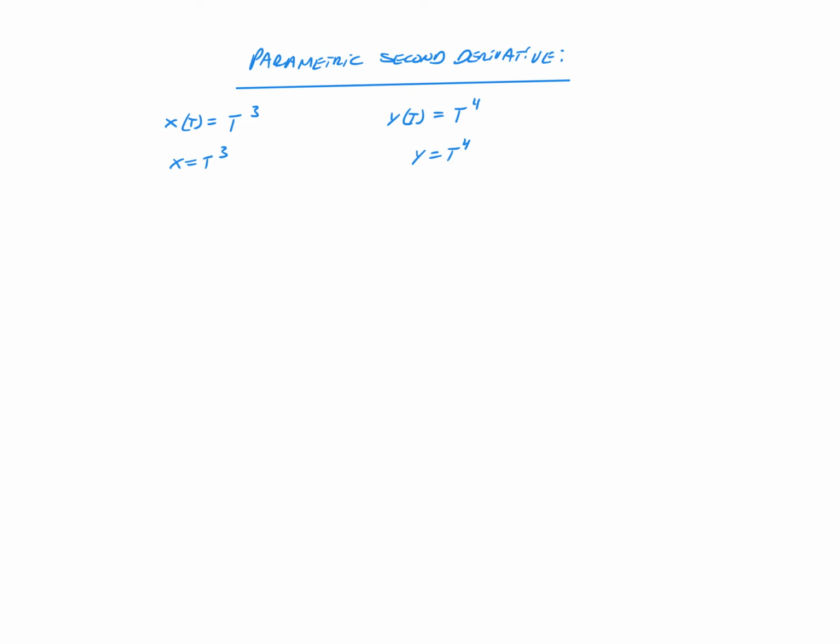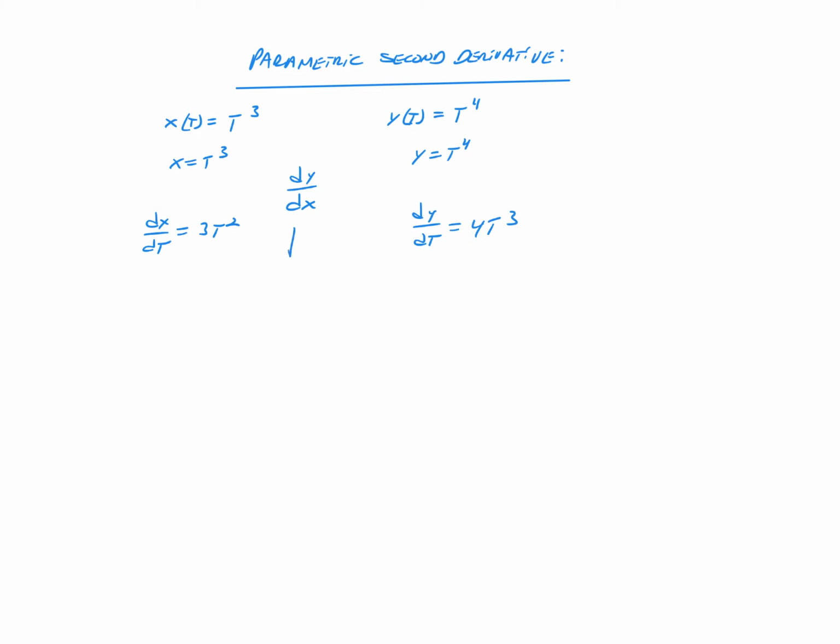Okay, we're going to look at the parametric second derivative and just do a quick example leading us to the general formula for finding the second derivative of any parametric equation set. So here we have x of t equaling t cubed and y of t equaling t to the fourth, easy examples. If we were to find the first derivative for this parametric curve, we would be finding dy/dx, and we know that's found first by finding dx/dt, which in this case would be 3t squared, and dy/dt, which would be 4t to the third.